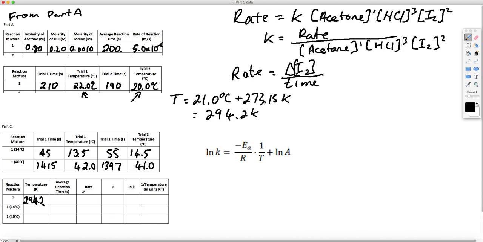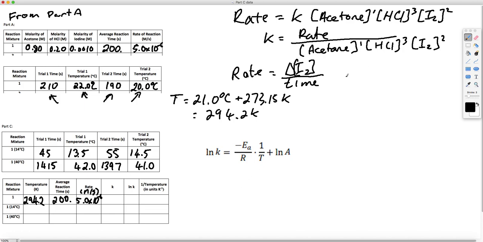The average reaction time, that's going to be what we got from up here. That's the 210 and the 190. That's how I came out to 200 on that one. That was for that reaction 1 there in Part A. The rate was 5.0. I'm going to put some units here, molar per second. That's 5.0 times 10 to the negative 6. Again, we got that from Part A.